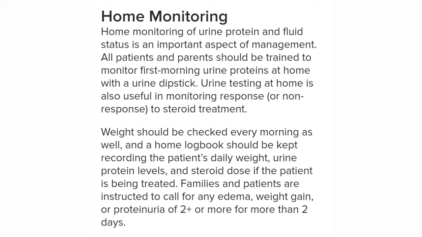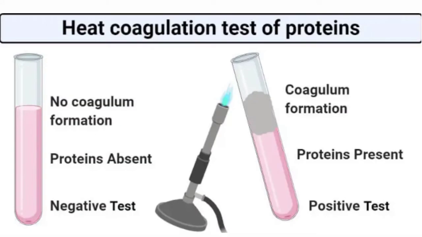Families and patients are instructed to call for any edema, weight gain, or proteinuria of 2 plus or more for more than 2 days. This is basically a picture showing the heat coagulation test and how it is done. It is done by placing urine in a test tube, and the upper part of the tube is heated for a period of 2-3 minutes, and the coagulum is noted, which shows that the patient has positive proteinuria.